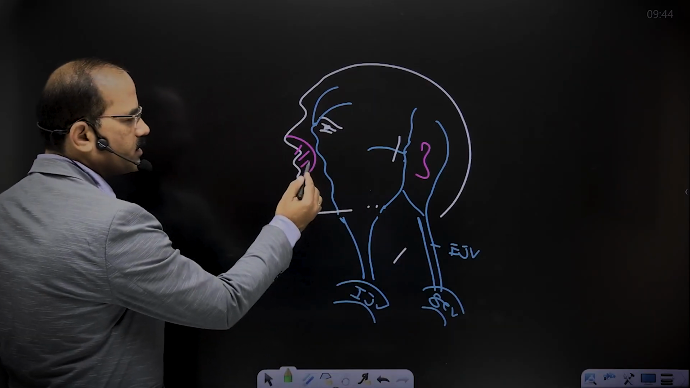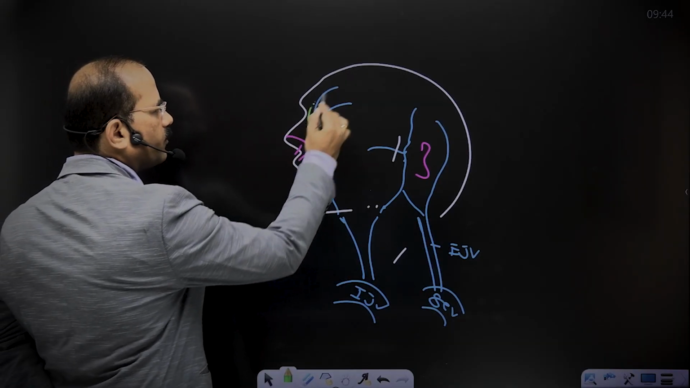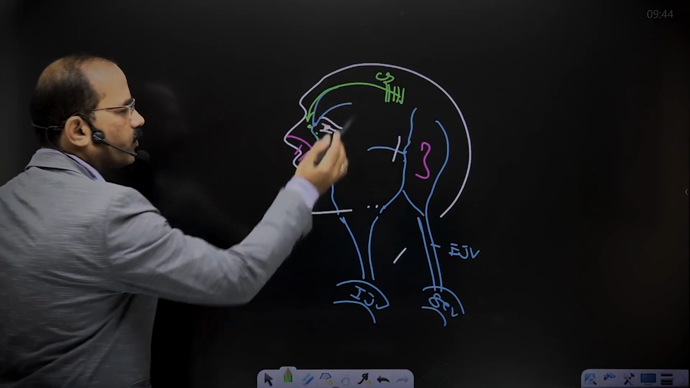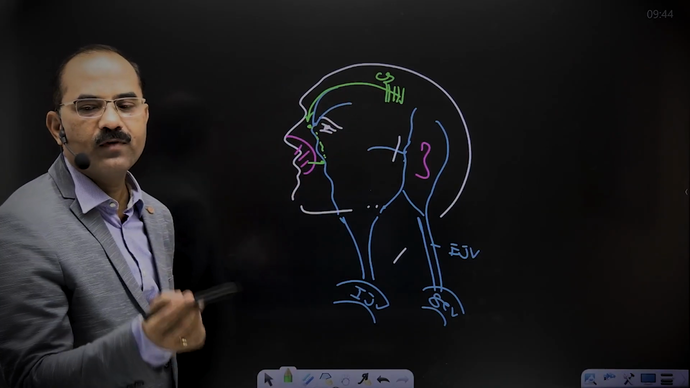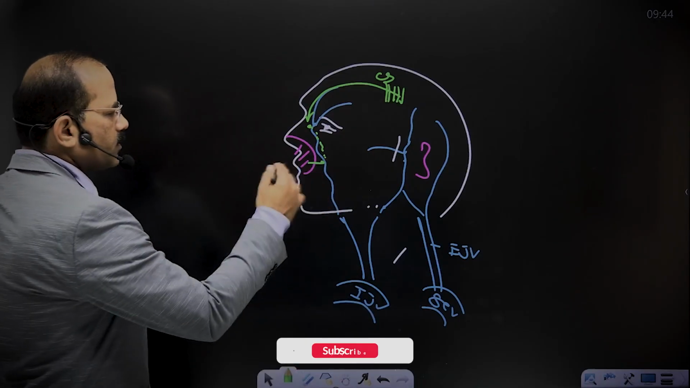So, from the dangerous area, first to the facial vein to the angular vein, and from the angular vein, there's a vein which goes to the cavernous sinus. What is this? That's a superior ophthalmic vein, and this superior ophthalmic vein is one of the tributaries of cavernous sinus. We've seen this.